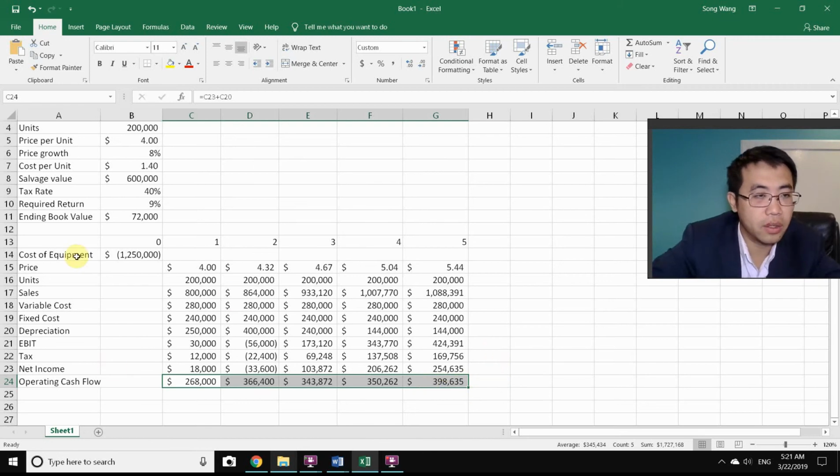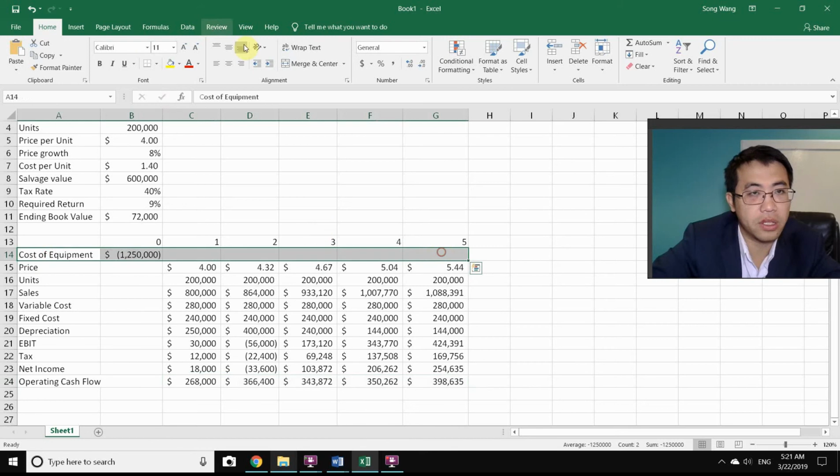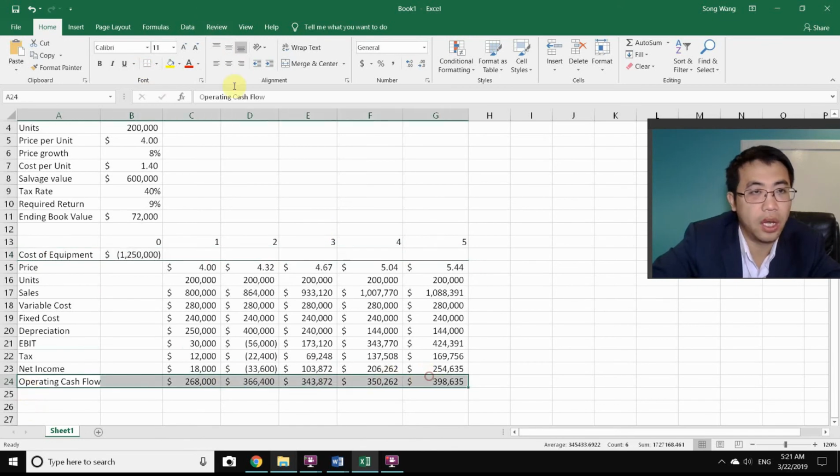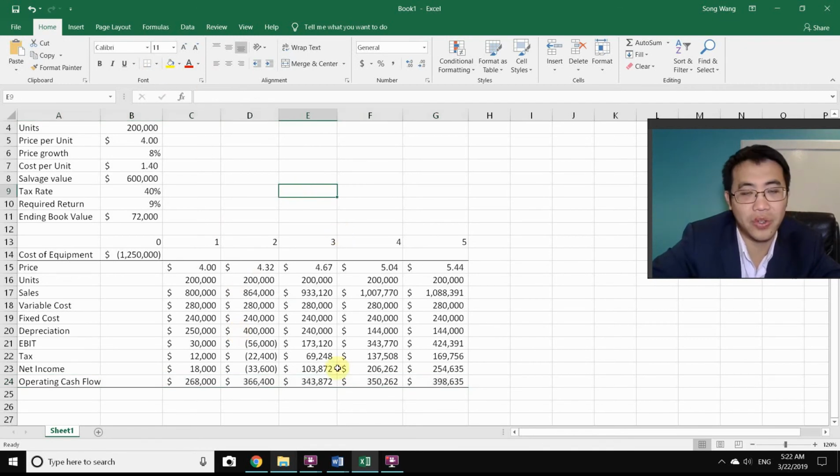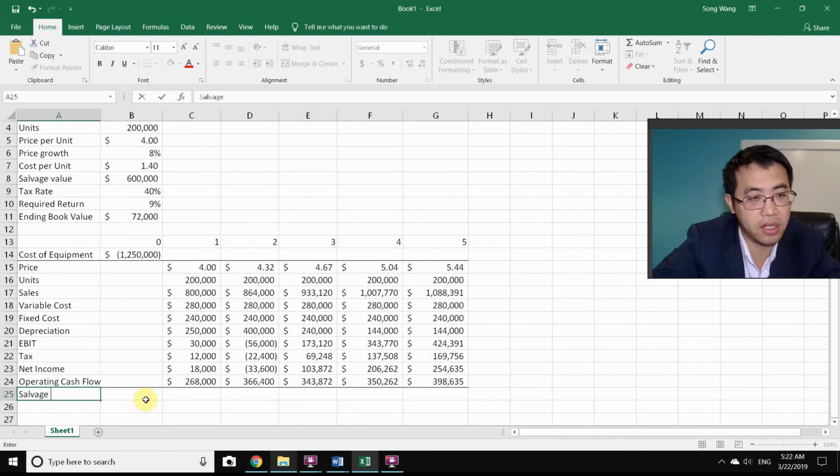All right, so now you have the cost of equipment solved and operating cash flow solved. And you should have a change in net working capital, but right here, for a water producing business, you don't really need to keep any inventory. So we can skip that part. It's not even mentioned in the context either. So we just get to the salvage cash flow.